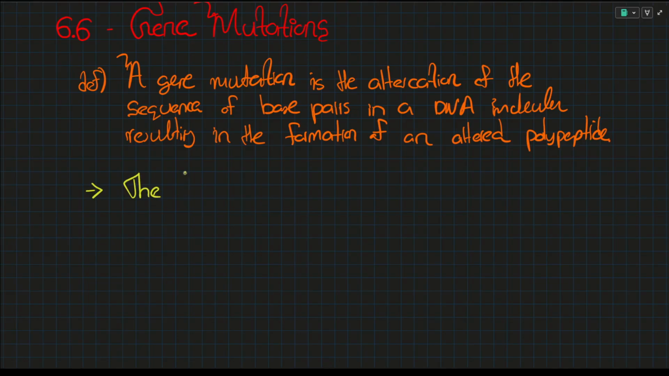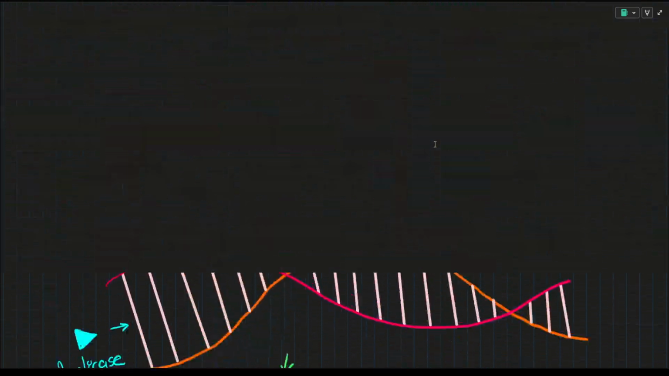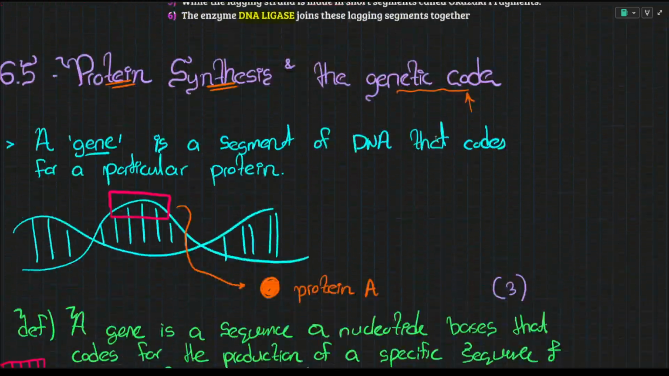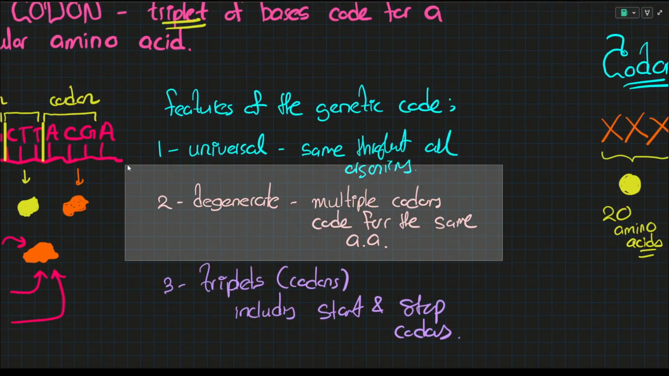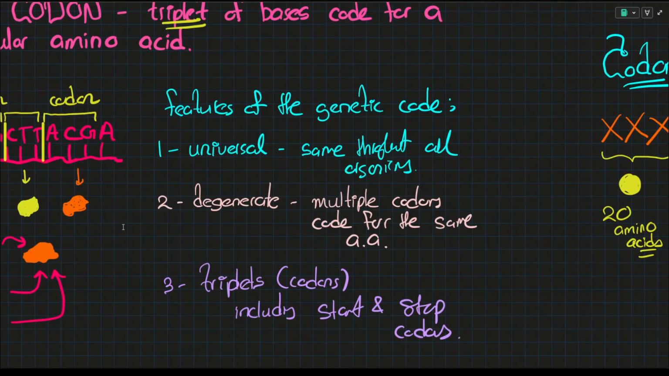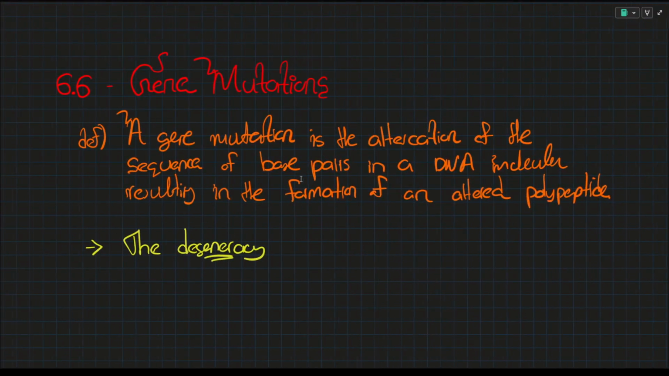Now remember how we talked about the genetic code and its degeneracy. What did we mean by degeneracy? Multiple codons can code for the same amino acid, and you will see how this degeneracy helps a lot when it comes to mutations and safeguarding our genome.